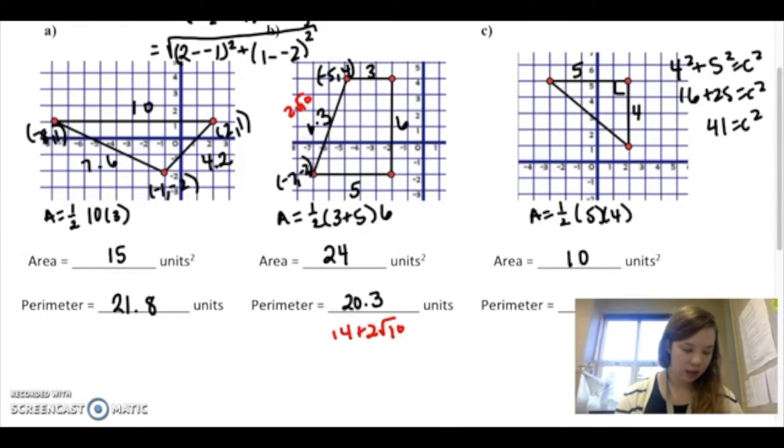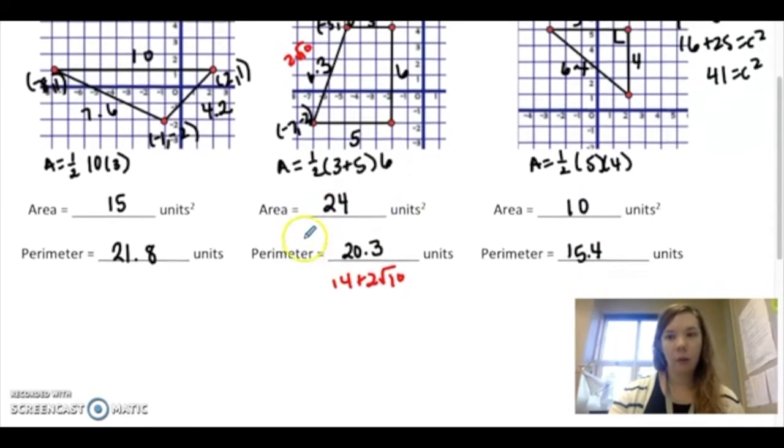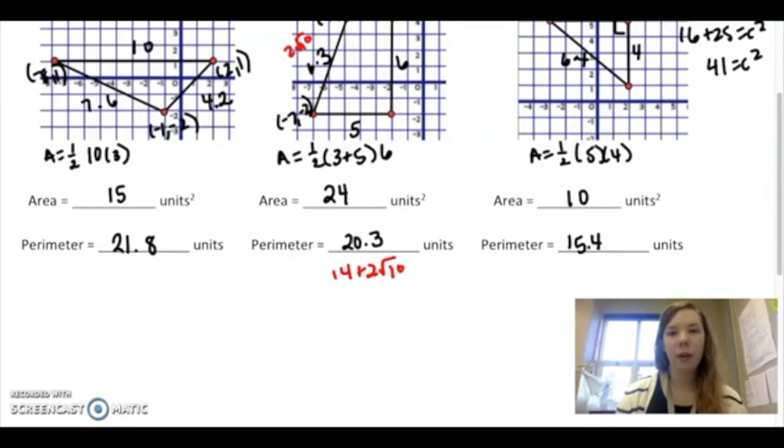Which is 6.4. So when you add them all together, you should get 15.4 units. Okay? Or if they wanted exact form, this was just root 41. That doesn't simplify. And it would be 9 plus root 41 units. Okay, so that's exact form.